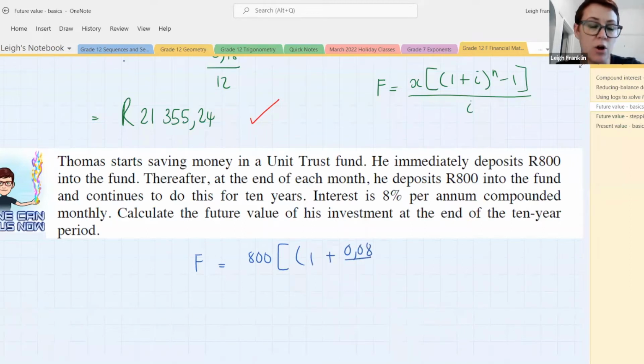Be careful. That's often where people go wrong. We write 0,8 instead of 0,08. It's compounded monthly, so we have to divide it by 12. And now we've got to work out how many payments he's going to make.